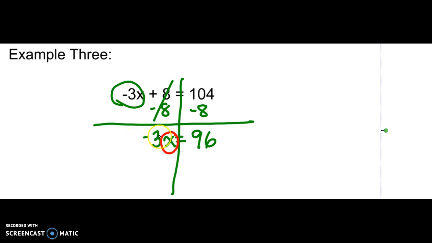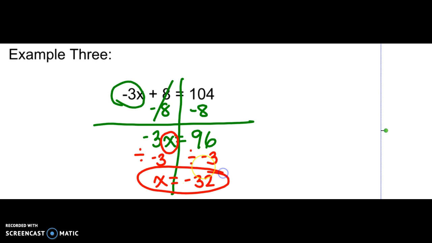Then I am left with isolating my x once again down to this one-step equation. I have -3 times x. They're smashed together here, which is another way of showing multiplication. So I'm going to divide by -3 on both sides. And that's going to leave me with x equals a positive 96 divided by a -3 leaves me with a -32. X equals -32.